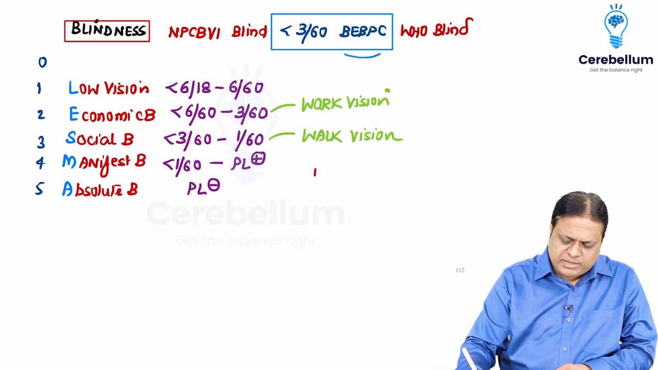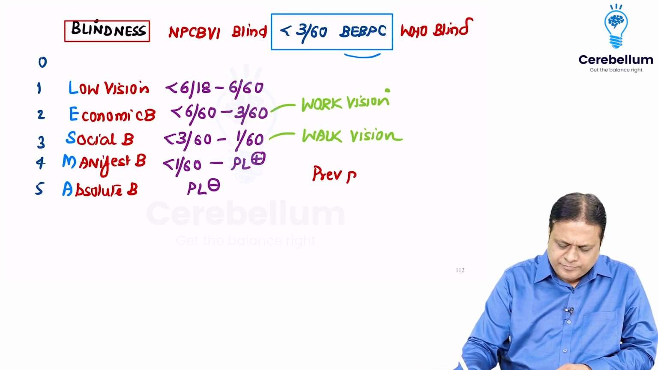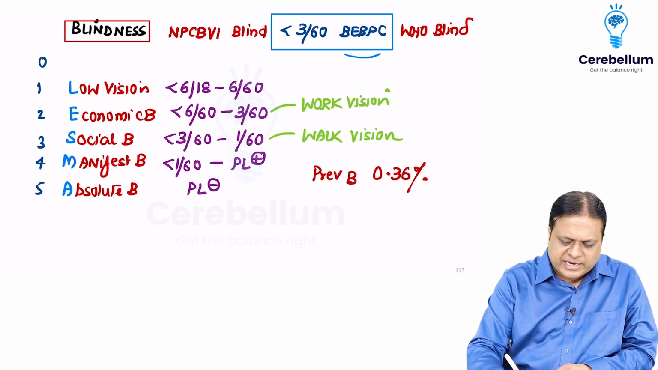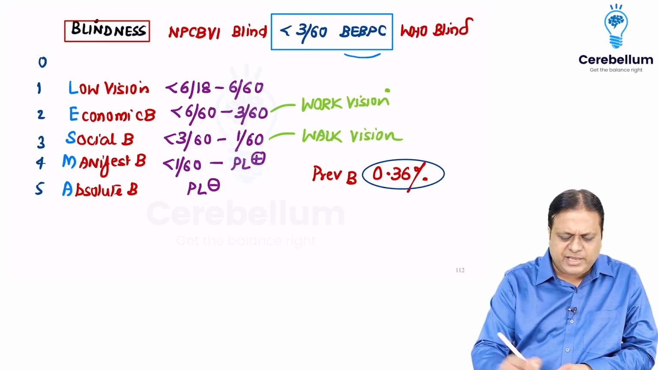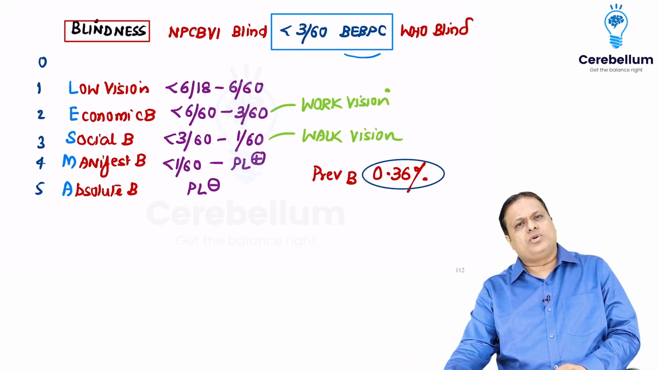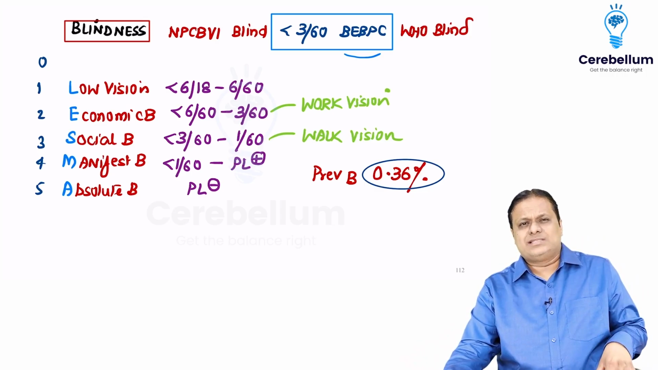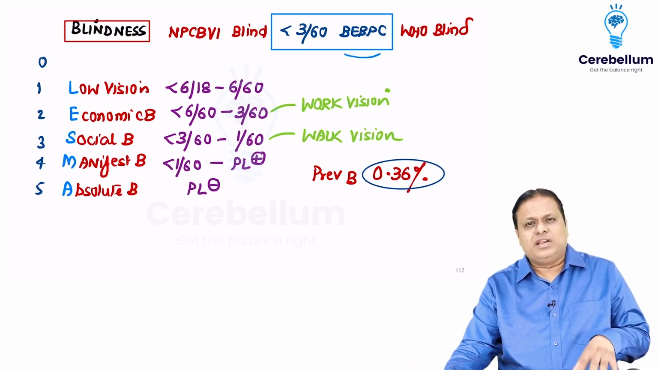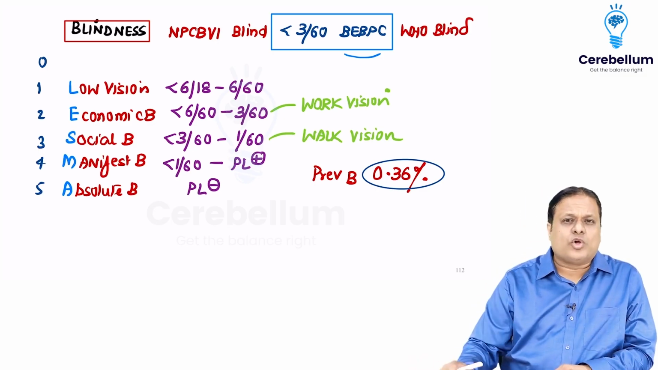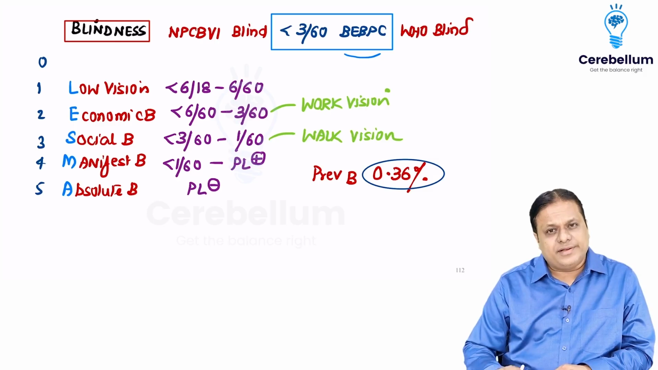The prevalence of blindness in India is 0.36%, where cataract 62% and refractive error 19.7% are the two common causes. Cataract is also the commonest cause of visual impairment and low vision in India. Refractive error is the commonest cause of ocular morbidity in our country.